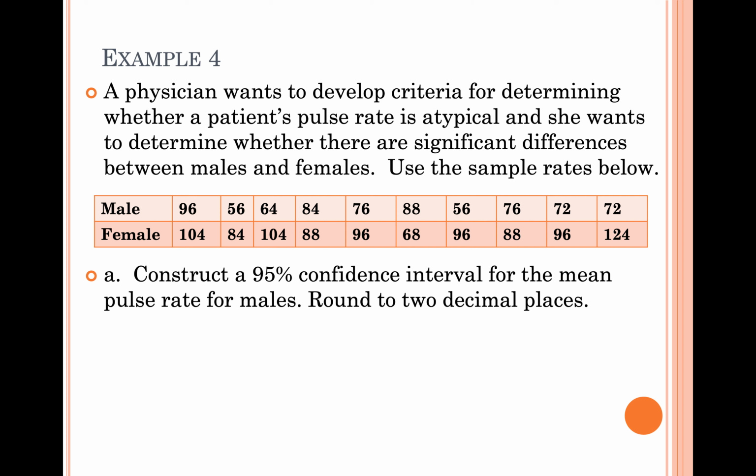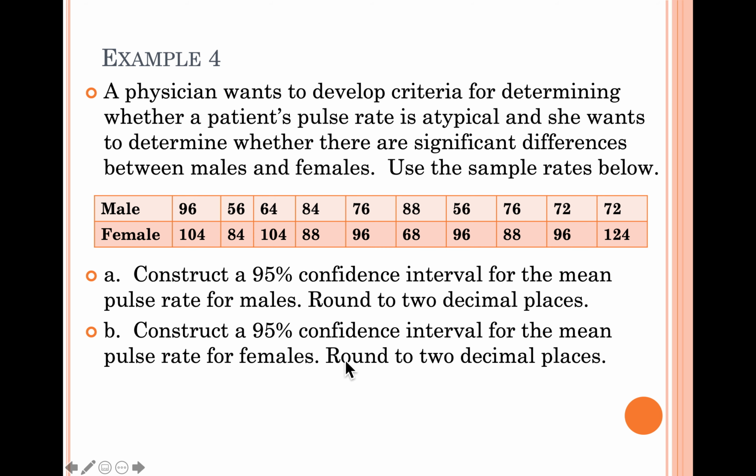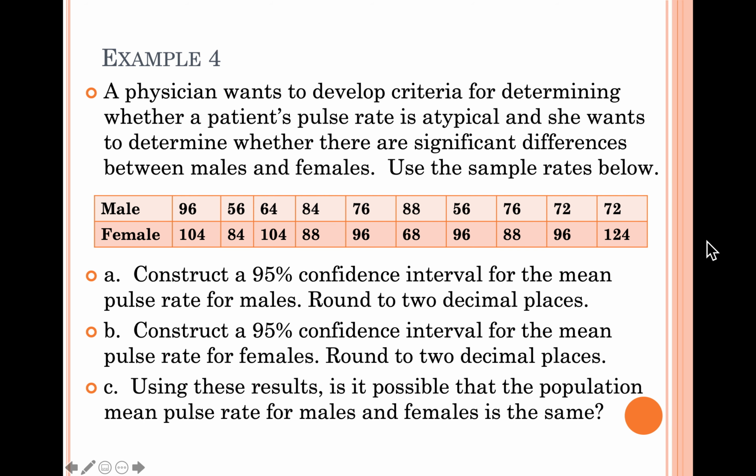Construct a 95% confidence interval for the mean pulse rate for males, round to 2 decimal places. We will use the male data to construct part A, and part B for females, we're going to do the same thing. We're going to use the female data for part B, and then we're going to answer the question, is it possible that the population mean pulse rate for males and females is the same?